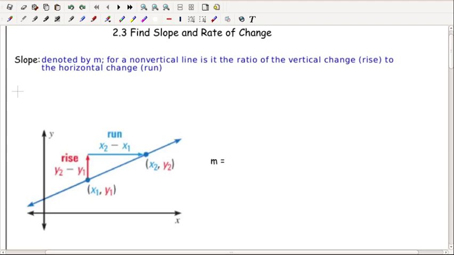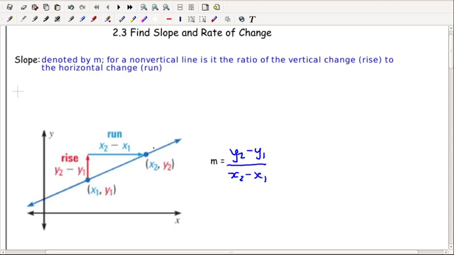So slope is usually denoted by the letter m. And for a non-vertical line, it is the ratio of the vertical change, which we call the rise, to the horizontal change, which we call the run. So if you see on this graph, I've got a linear function with 2 points, x1, y1, and x2, y2. To calculate the slope of the line, I figure out how much it rises, which is y2 minus y1, and how much it runs, which is x2 minus x1. And to find the slope, then I take the ratio of those two quantities. So that would be on the top, y2 minus y1, and on the bottom, x2 minus x1.